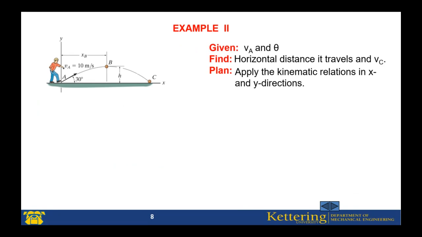Now, second example. A football player kicks the ball at point A with an initial velocity of 10 meters per second. The launch angle is 30 degrees. The ball hits the ground at point C. We want to find the horizontal distance it travels, and also the magnitude of the velocity at C.